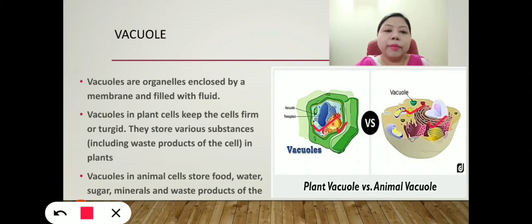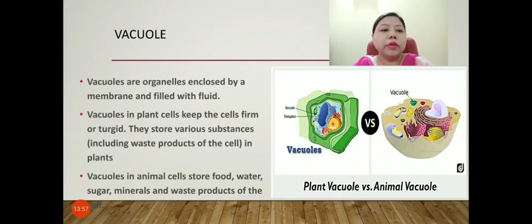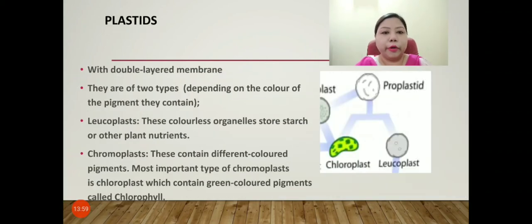So vacuoles in plant cells keep the cells firm and turgid. It makes the body of the plant and the cell turgid and firm. So they store various substances including waste products of the cell in the plants. Vacuoles in animals, on the other hand, will store food, water, sugar, minerals and waste products of the cell. So this is the function of the vacuole.